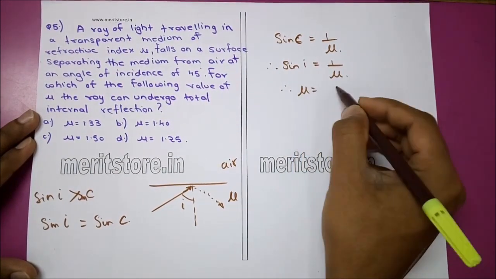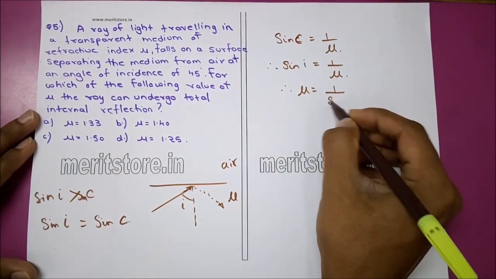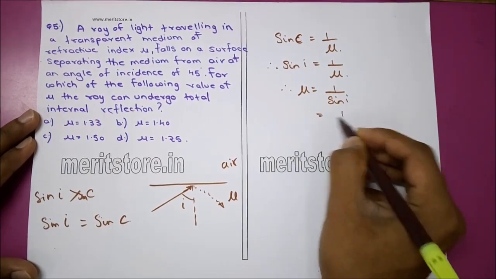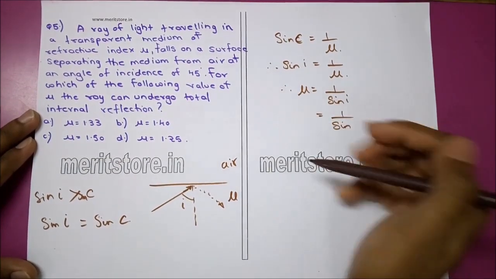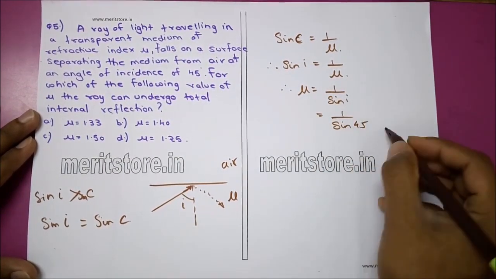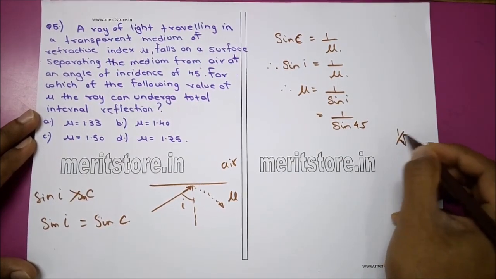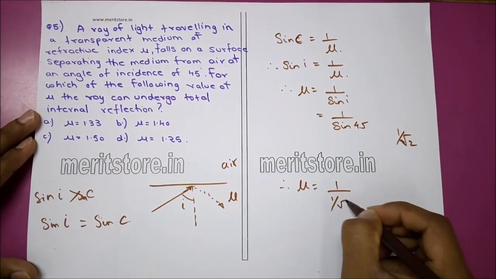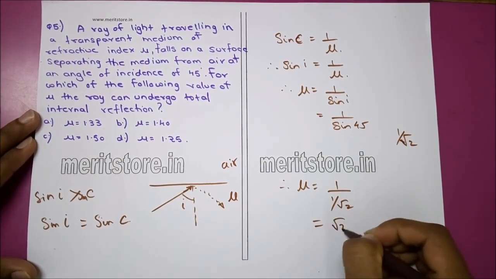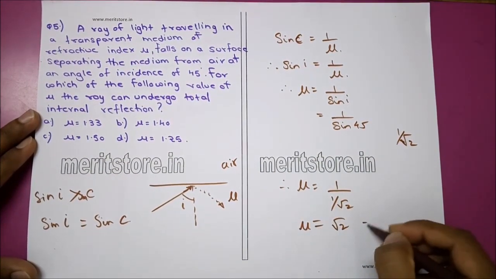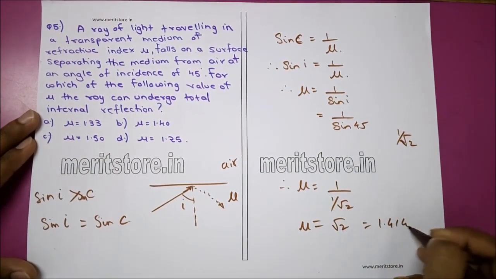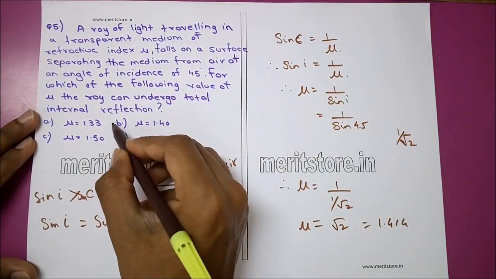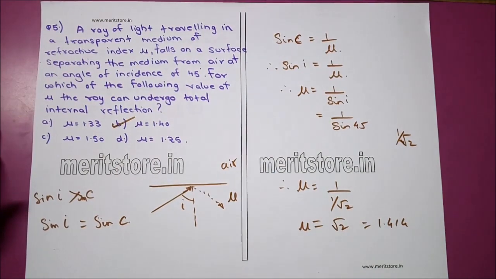Therefore mu is equal to 1 upon sin i. So 1 upon sine of i, where i is given as 45 degrees. So sine of 45 is 1 by root 2. Therefore mu is equal to 1 upon 1 by root 2, which can be written as root 2. And the value of root 2 is 1.414. So approximately, option B is the correct answer.